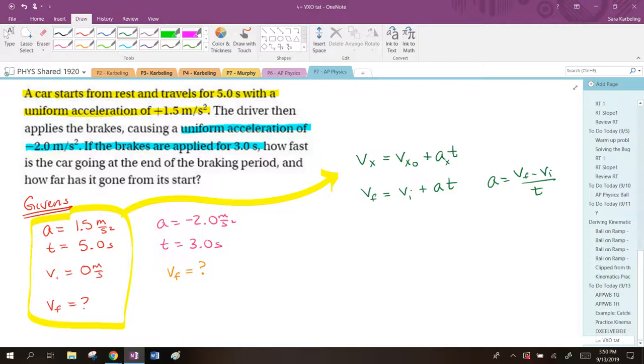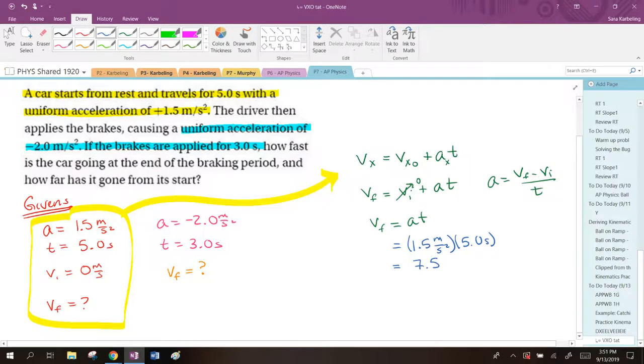So now I can use that, and I can do a little bit of algebra. Get rid of that vi, and now I've got vf equals at. I can do a little substitution. 1.5 meters per second squared times the time of 5 seconds. And the velocity of the car, after it's had this positive acceleration, is it going to be faster or slower than 0? Faster, right? Because a positive acceleration is going in the positive direction, speeding up, speeding up, speeding up. 1.5 times 5 gives you? 7.5. Yeah.